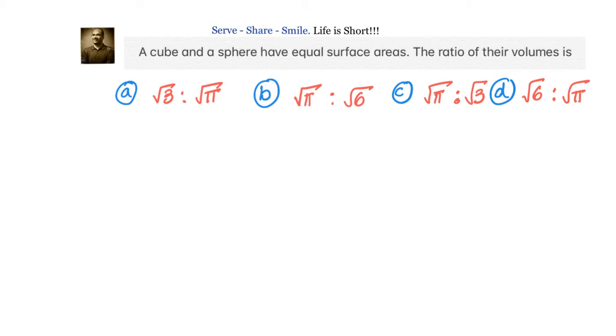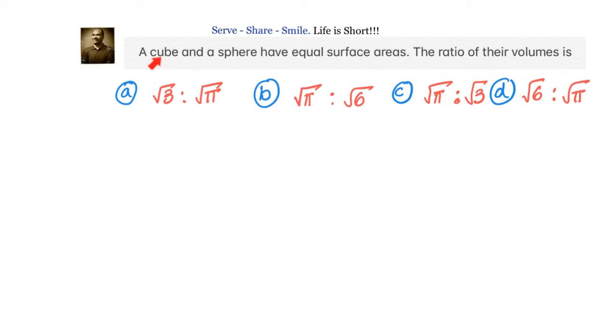Let us look at this problem related to ninth grade mensuration. A cube and a sphere have equal surface areas. The ratio of their volumes is. We have been given different options. We have to pick one of them.